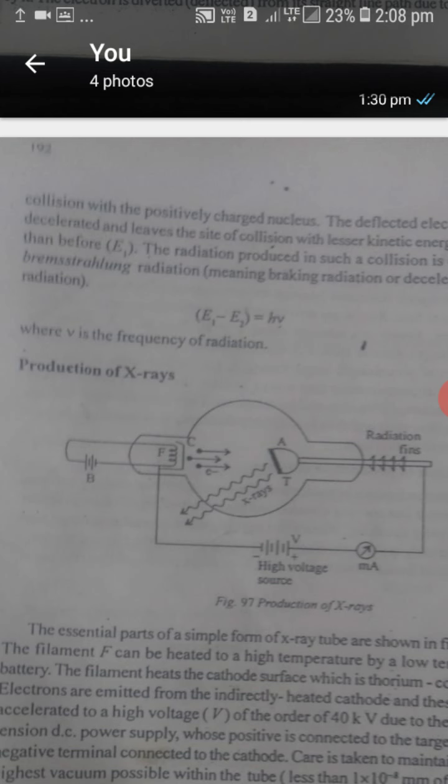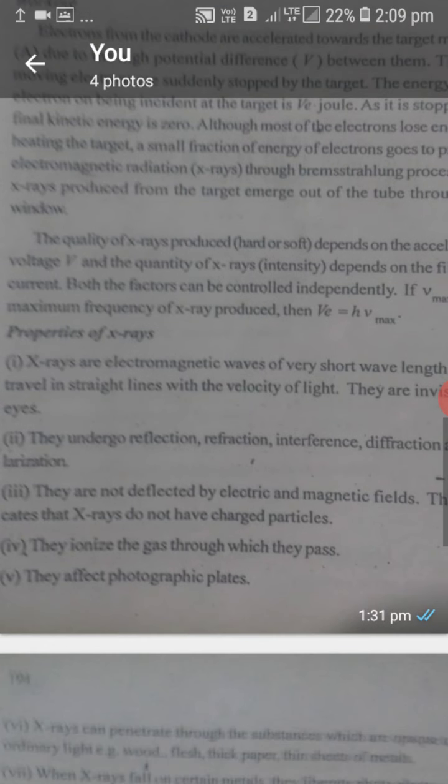The quality of the X-rays produced depends upon the acceleration voltage V, and the quantity of X-rays depends upon the filament current. If nu maximum is the maximum frequency of X-rays produced, then eV equals h nu maximum. The next is the properties of X-rays.